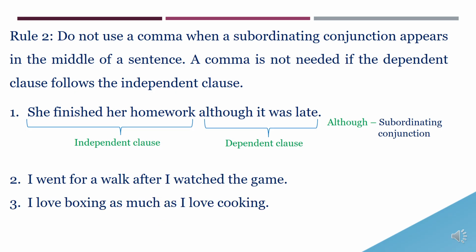Next example: I love boxing as much as I love cooking. Here also, I love boxing is an independent clause. As much as I love cooking is a dependent clause. As much as is a subordinating conjunction. Therefore, here also, since the sentence is beginning with an independent clause and a dependent clause is following it, we do not use a comma.